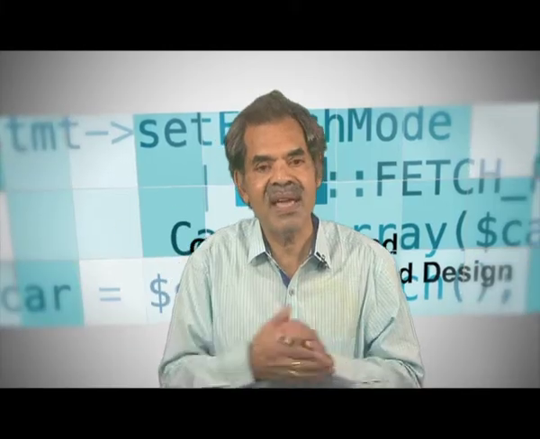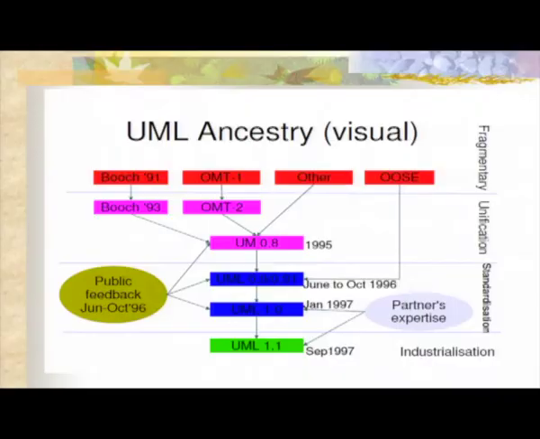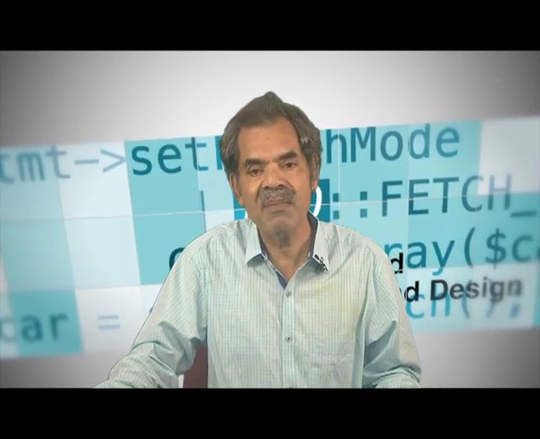The business will thrive. Booch 93, OMT-1, OMT-2, others, OOSE. So, these have been variants, and then UML 0.8, and all these things are very nicely documented and made public by the Object Management Group, OMG.